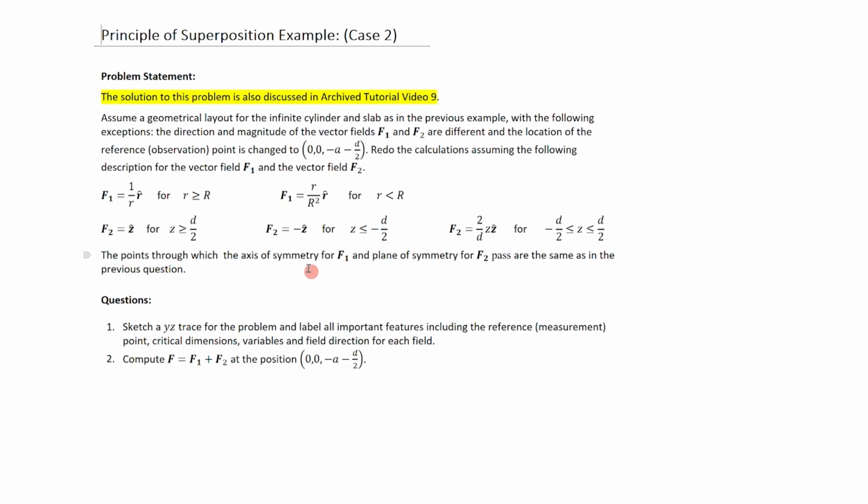The points through which the axis of symmetry for F1 and the plane of symmetry for F2 pass are the same as in the previous question. And so the two questions are shown here. First, sketch a YZ trace and label all the important features, including the measurement point, critical dimensions, variables, and field direction for each field. The second step is to compute the total field, but now at a different measurement point, which is the midway point through the slab, located at Z component minus a minus d over 2.